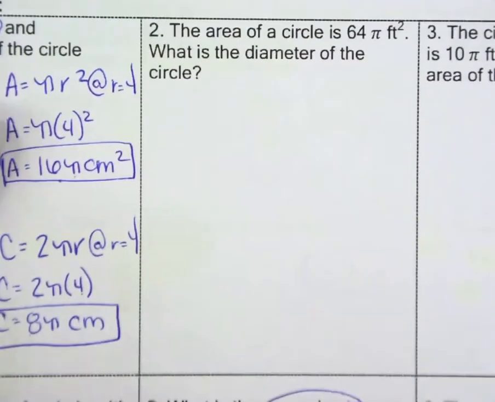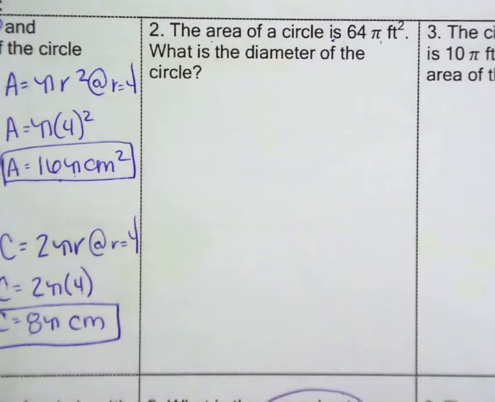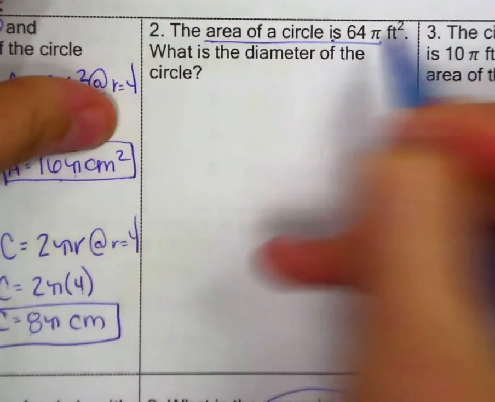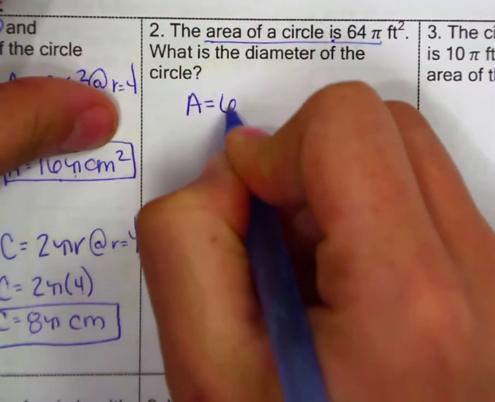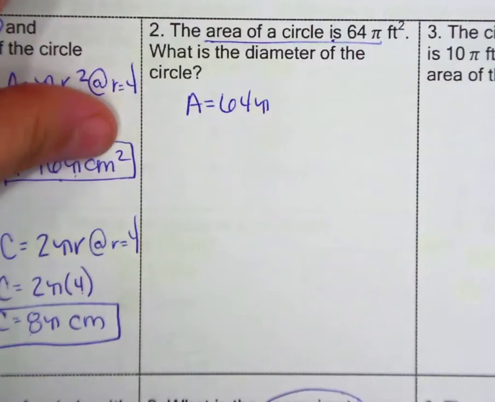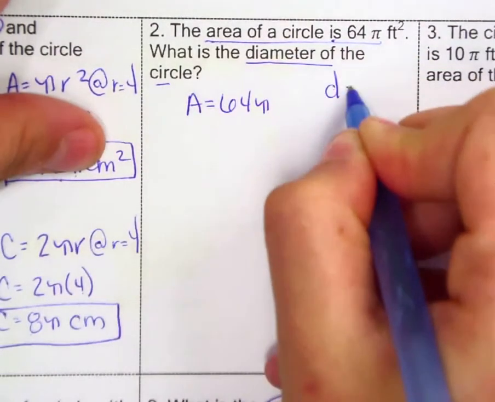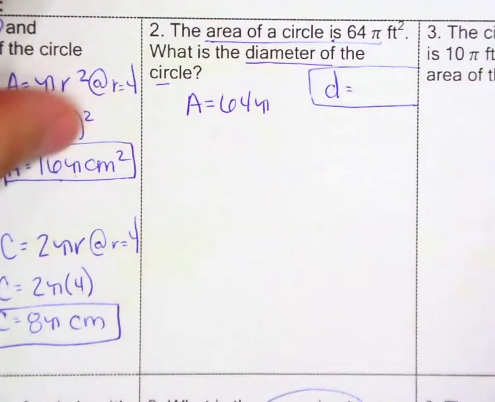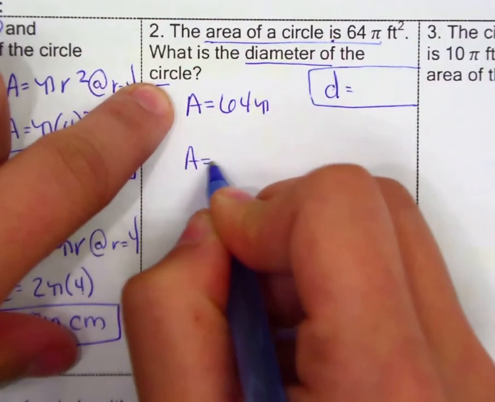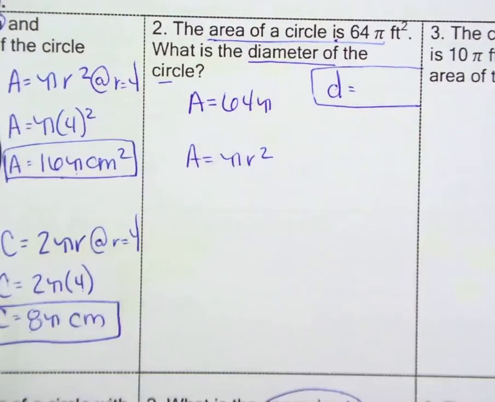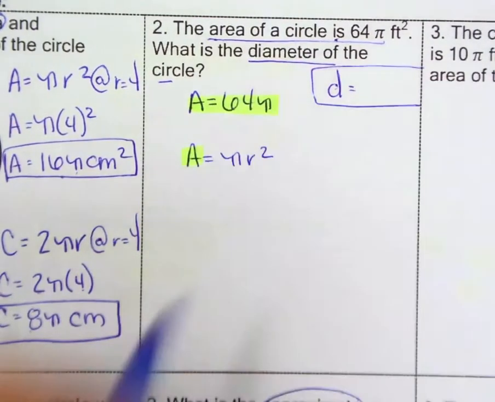All right, number 2. The area of a circle is 64 pi. What is the diameter of the circle? So we're solving for d. We know the area. So let's write down the area formula. And what we're going to do is substitute 64 pi in for A.